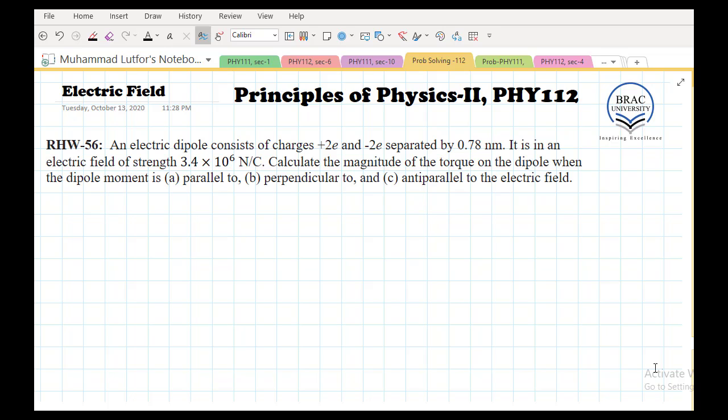Hi everyone, welcome to the problem session from electric field. This is problem number 56 from Resnick Halliday Walker, 10th edition. This is basically on the basis of electric dipole.